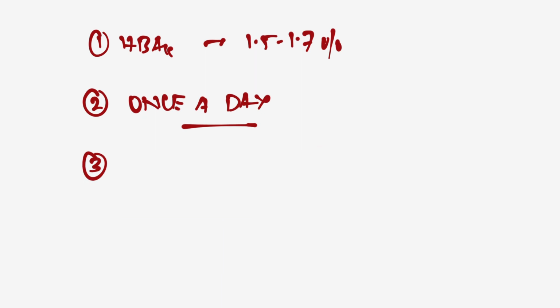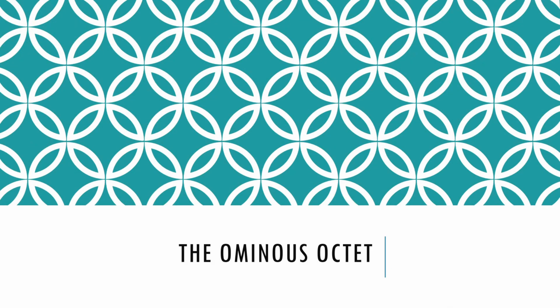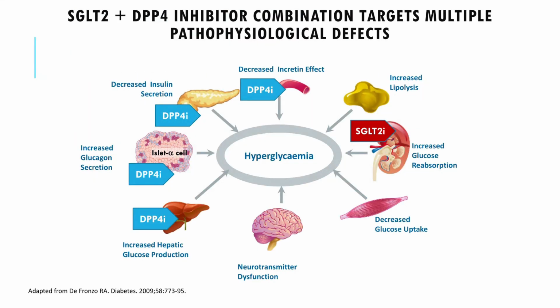Thirdly, it acts on multiple pathways in terms of diabetes, right? So this is what we'll see here. We all know the ominous octet. The ominous octet is a situation where Dr. DeFronzo says that there are 8 different pathophysiological processes which are involved in diabetes, which lead to diabetes. So this is the ominous octet, right?